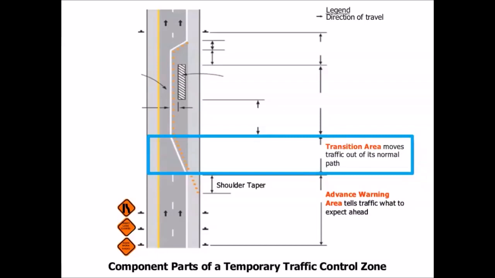So let's say this was a bike lane instead of a shoulder. Well, if we're closing off a bike lane, that is someone's path of travel. So that would signal the transition area.